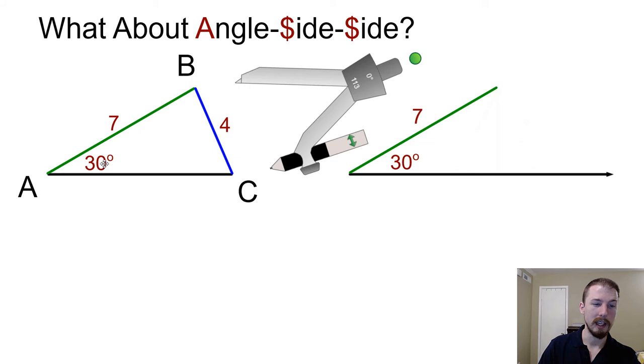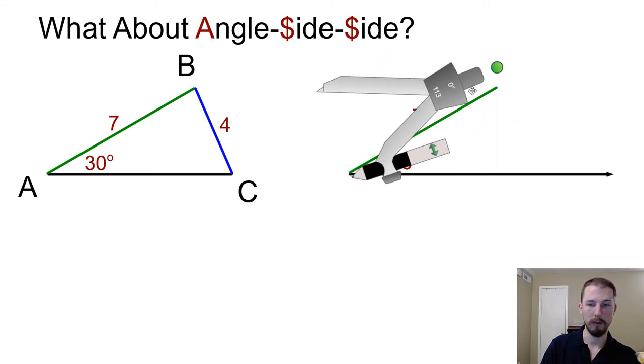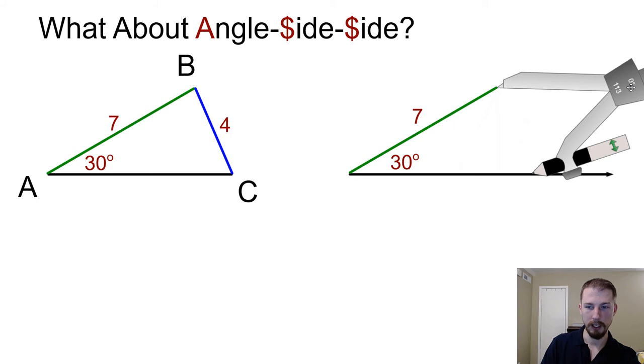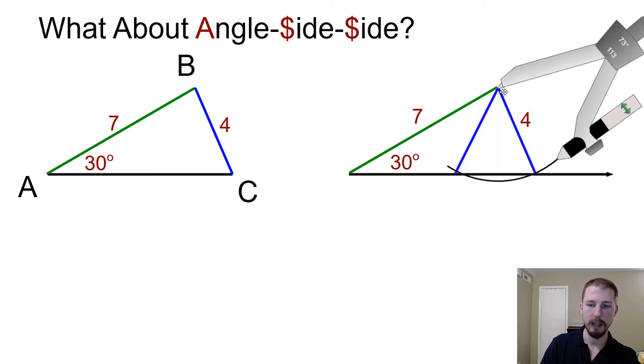If I give you the same angle, the same side, and the same side in that order, angle side side, all I have to do is copy this length of four with my compass at the end of the seven. And then whenever I rotate this with a compass, what we end up seeing is that there are actually two possible solutions, two possible triangles, with the angle side side of 30 degrees, 7 and 4. So the donkey postulate doesn't work because it's ambiguous, because we don't know if we're referring to the obtuse triangle or the acute triangle.